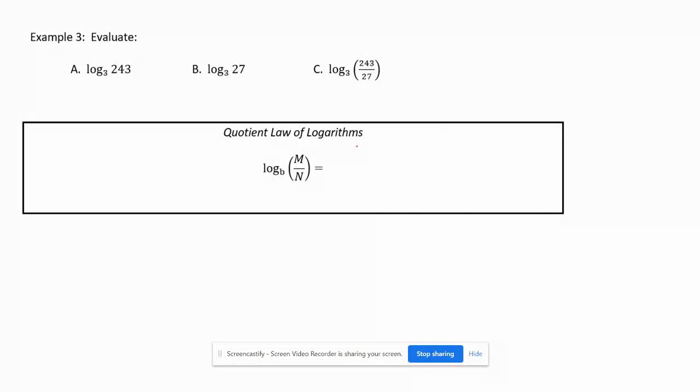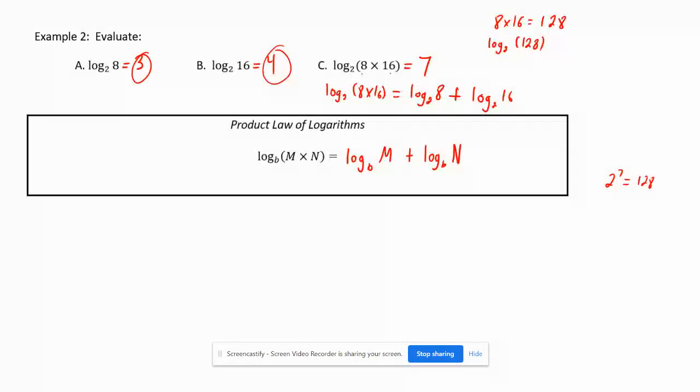And in this example, we're trying to develop the quotient law for logarithms. So we're dividing two terms over here. Similarly to what we did in the last one, we're going to evaluate these individually. Log base 3 of 243 is 5, so 3 to the power of 5 equals 243. Log base 3 of 27 equals 3, so 3 to the power of 3 equals 27.